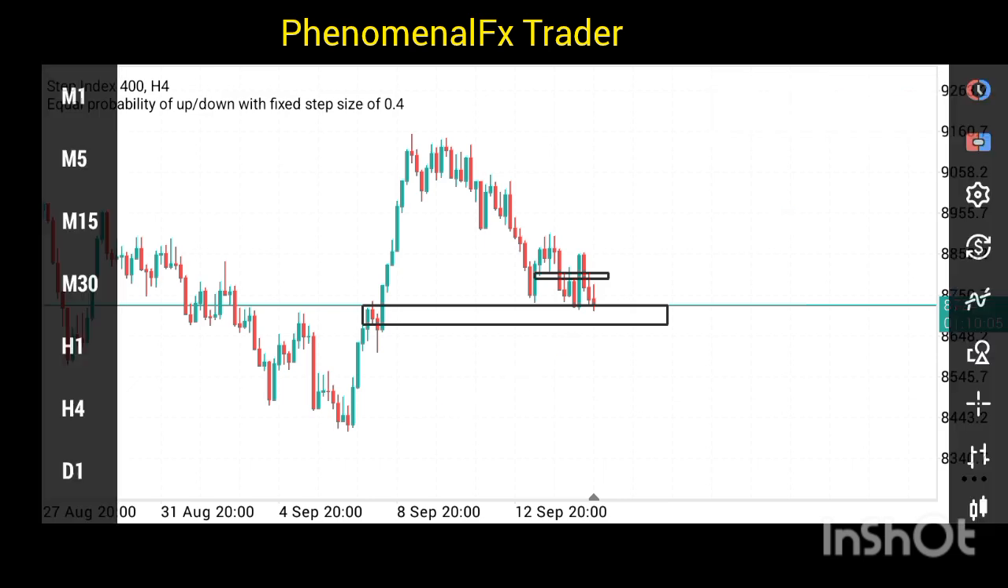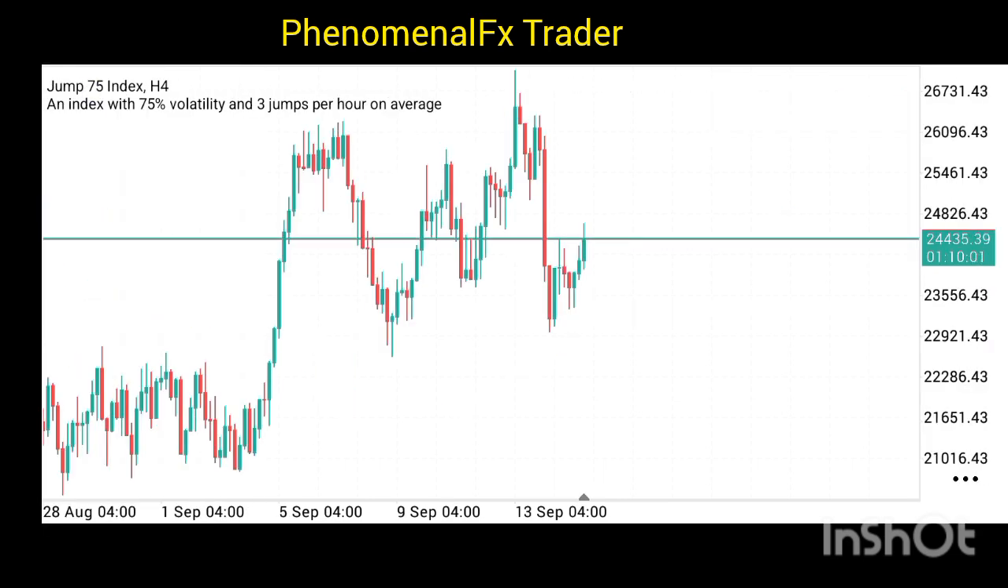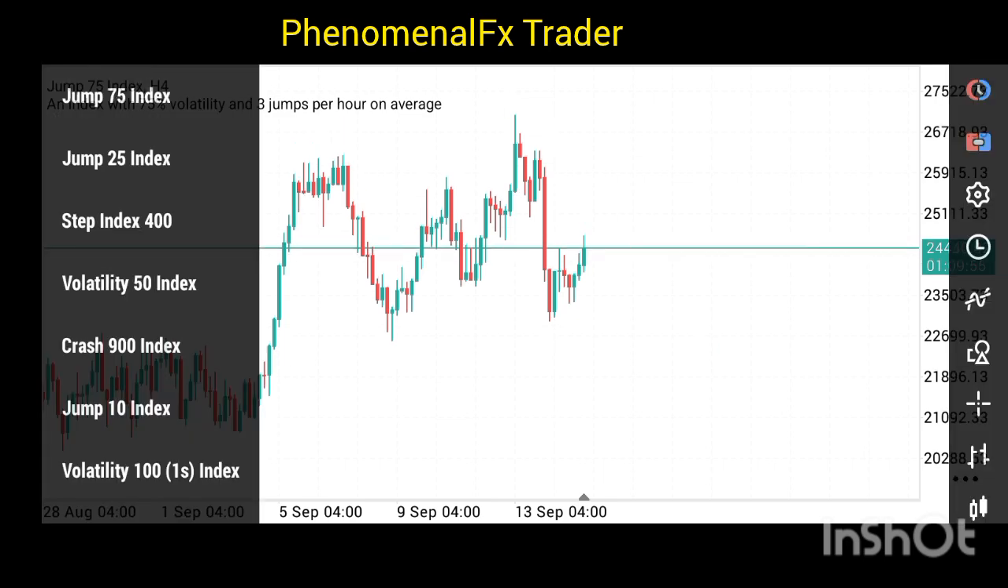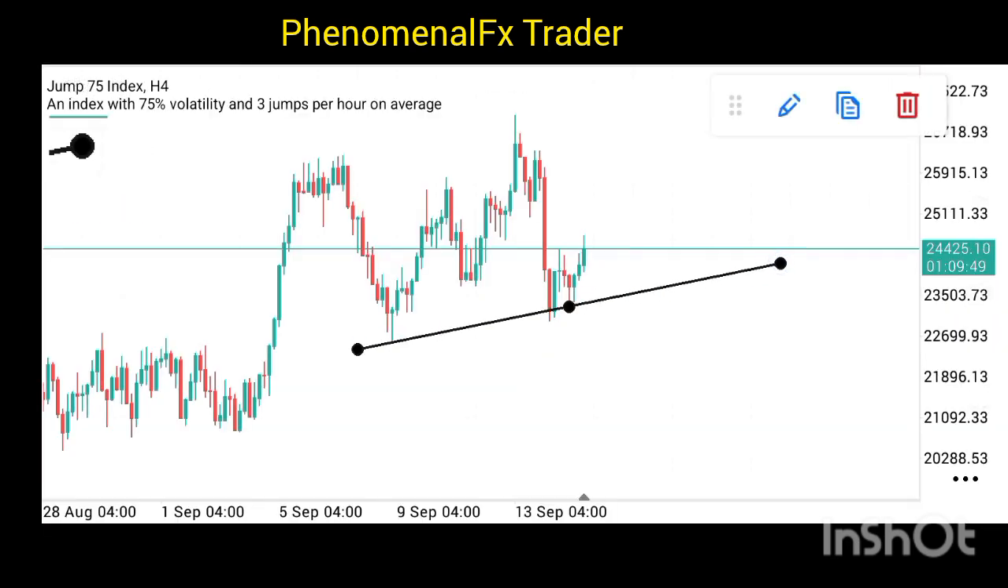Then there's another pair I'm also looking at. I think it's this, but yeah, this pair here. I also analyzed this pair in the morning, but since I lost the video on my device, I have to redo it right here for you guys to see.